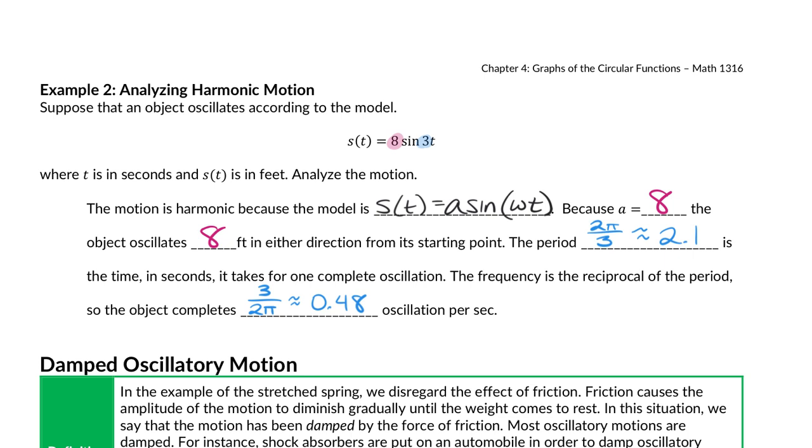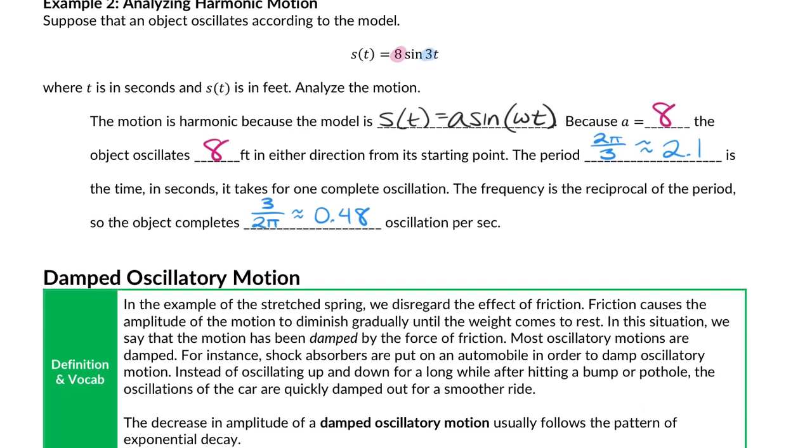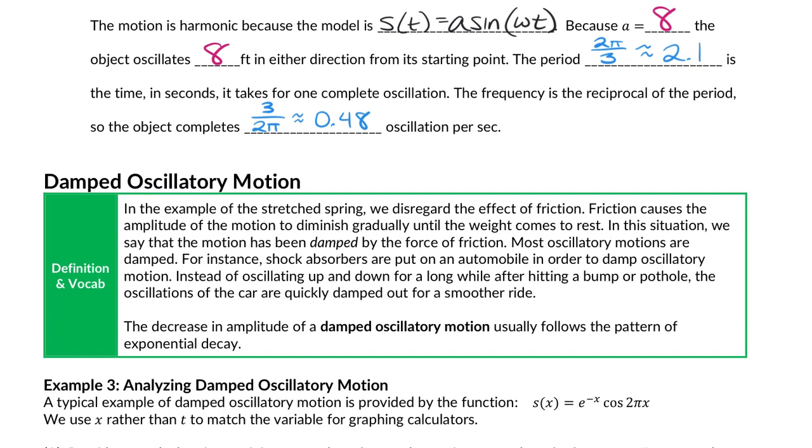But what's interesting, if you understand the actual physical world that we live in, it's not going to be, for the most part, simple harmonic motion. We're also going to have what's called damped oscillatory motion, or dampened. In the example of the stretched spring, we disregard the effect of friction. Do y'all know what friction is? Yeah, yes. Like, you don't have to use fancy science words. What is friction? It's like a resistance, yeah.